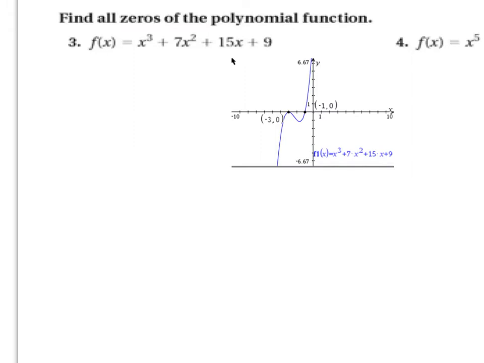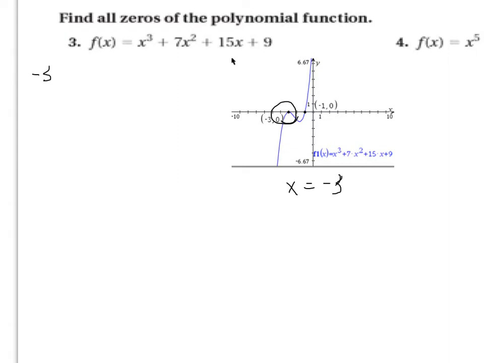Okay, so if you look, it says find all the zeros of the polynomial function x to the third plus 7x squared plus 15x plus 9. So this is what I did. Now, there is a way you can do this, but I'm trying to save us some time here. So, see how I graphed it? And I used the calculator to find some zeros? Okay, so watch. I'm going to choose this zero, x equals -3.